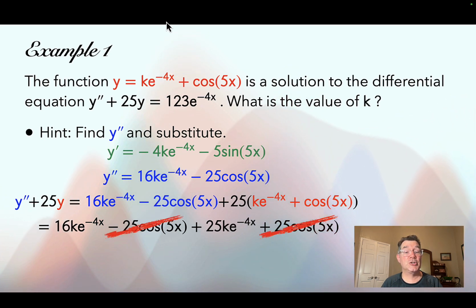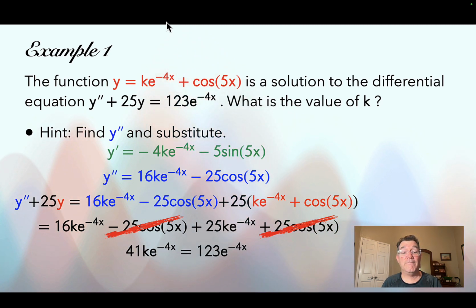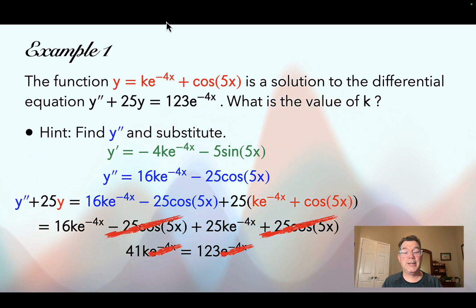I also notice that the two terms I have left can be collected as like terms and be 41k e to the negative 4x. And so I'm going to set that equal to the right side of the differential equation I was given. And I notice that I can divide out e to the negative 4x because that's never zero. I've got 41k equals 123. So k would have to equal 3.